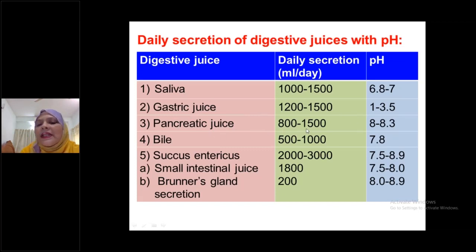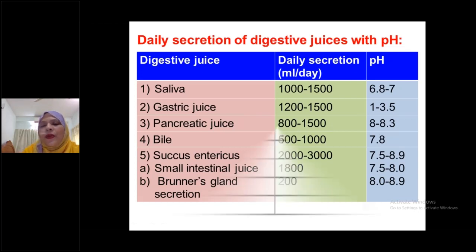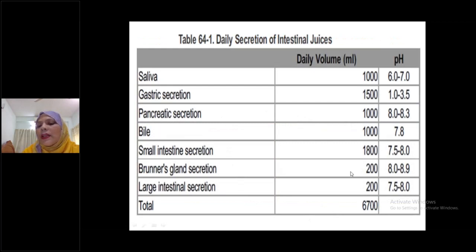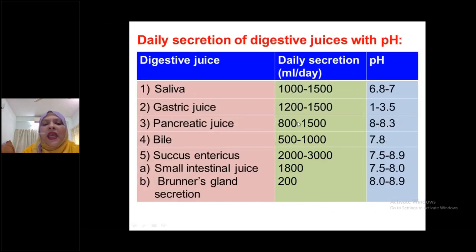Pancreatic juice 800 to 1500 ml per day, but in Guyton it is only 1000 ml; it may vary from 800 to 1500 ml per day, and pH 8 to 8.3. Bile 500 to 1000 ml per day and pH 7.8. Succus entericus 2000 to 3000 ml per day, that is the physiological range, and pH 7.5 to 8.9.